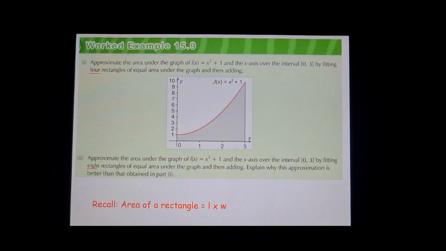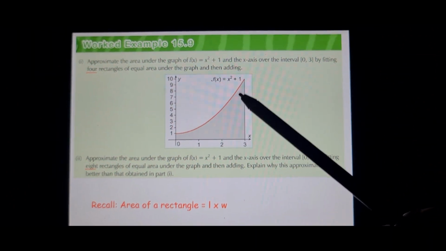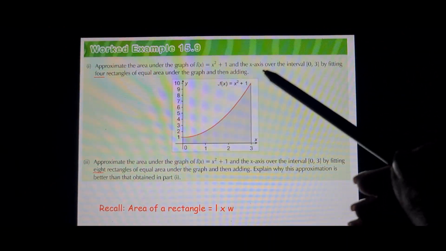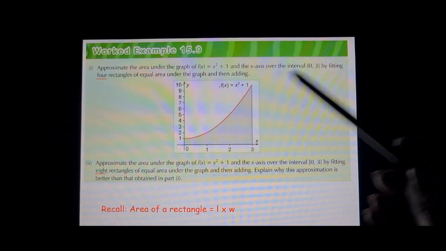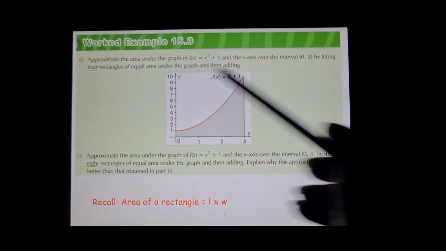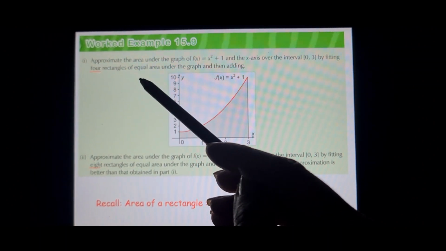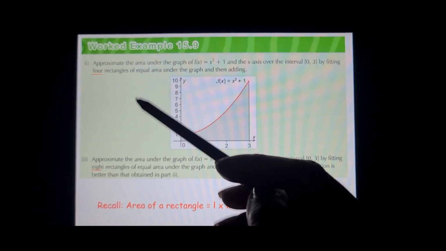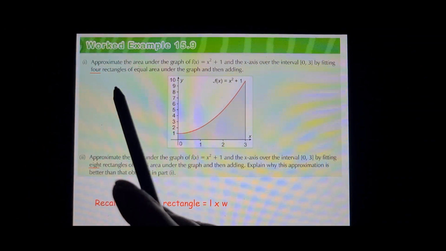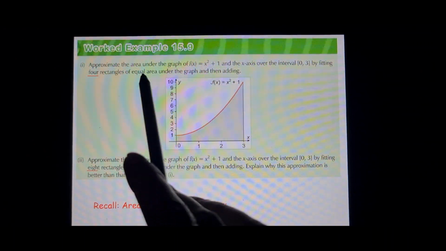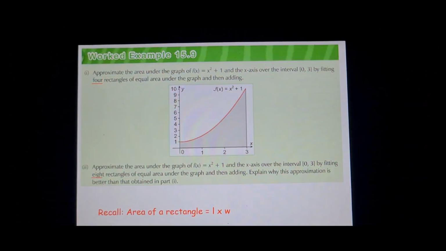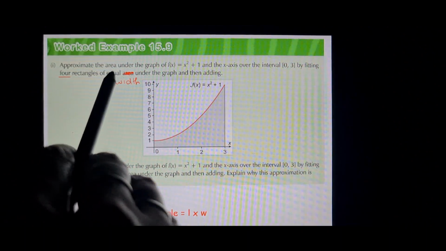Right, if we look at the following example, it says to approximate the area under the following curve or under the following graph, which is a quadratic, and the x-axis over a certain interval. So the interval goes from 0 to 3 on the x-axis. So there's 3 units of width there. By fitting in 4 rectangles of equal width under the graph, and then adding your answers together. Sorry, that shouldn't say equal area, that should say equal width. Okay, so I'll just fix that word.